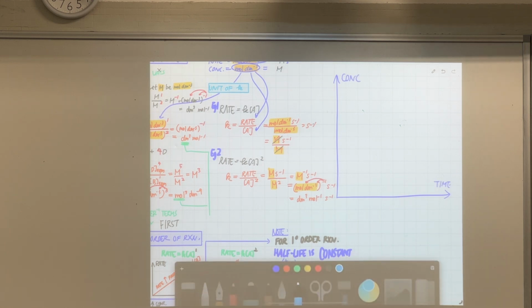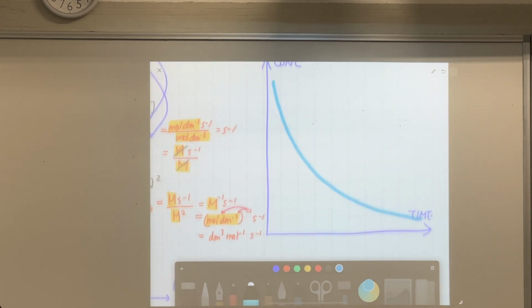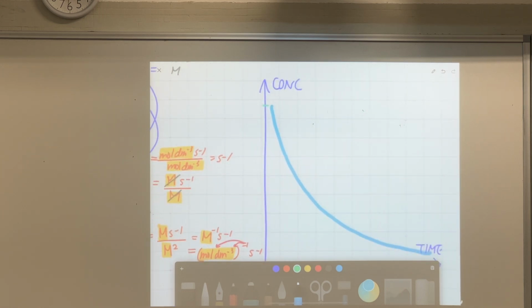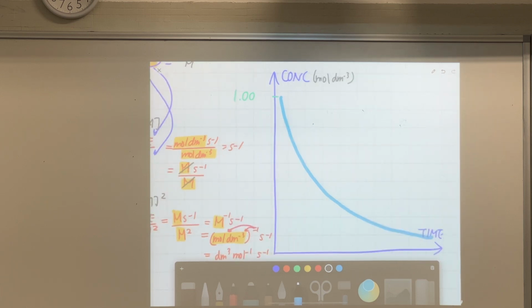When you draw this graph in here, you will need to take a ruler. So let's make this the original concentration. I don't know what value it is. Let's make it 1 mole per dm³. What is half of 1? 0.5. Yeah, 0.5, easy, right? So we have 0.5 in here.